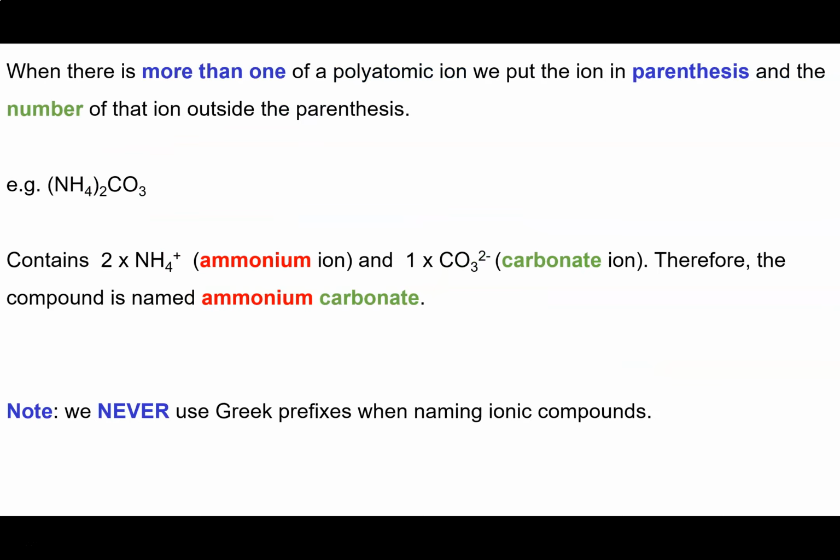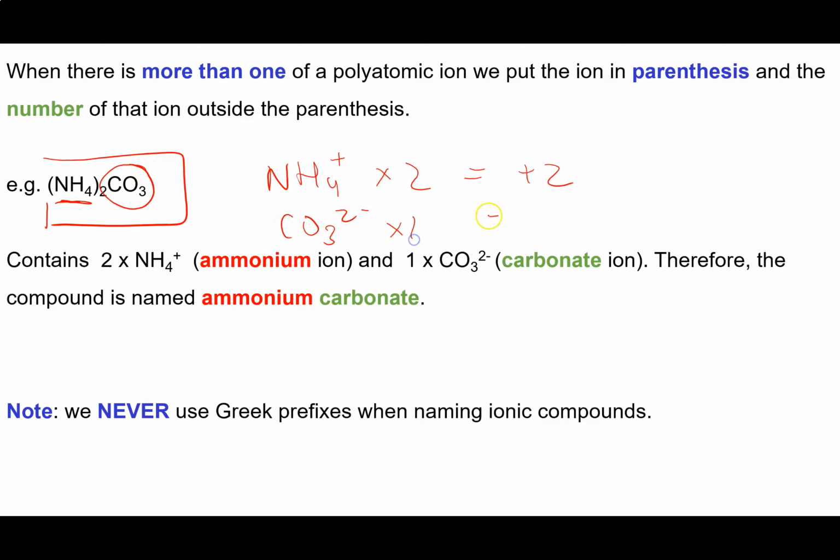Okay, if there's more than one of a polyatomic ion, in a formula you put the ion in parentheses and then you put the multiplier, the number of that ion that there is, outside of those parentheses. So when I see something like this, I know that my cation is the ammonium ion, and there are 2 of them. That gives me a total charge of +2. And then here's my anion, CO3 2-. There's one of those. It gives a total charge of -2. And then you add that together, 0. So this contains 2 ammonium ions and 1 carbonate ion.